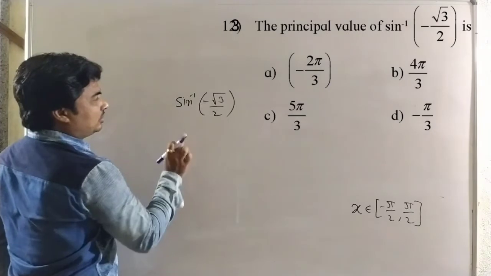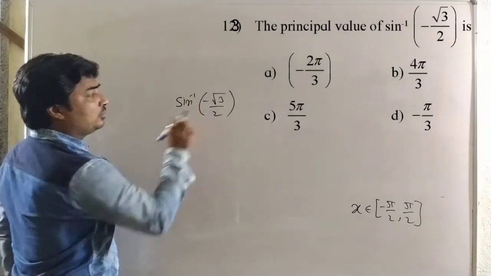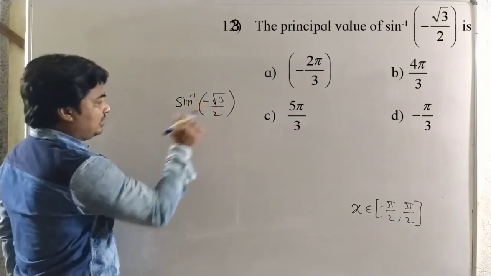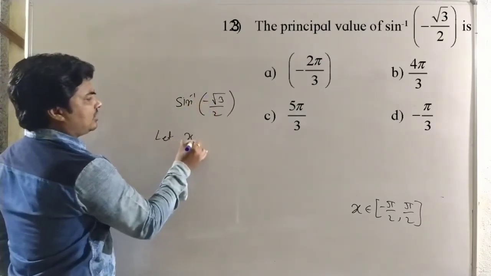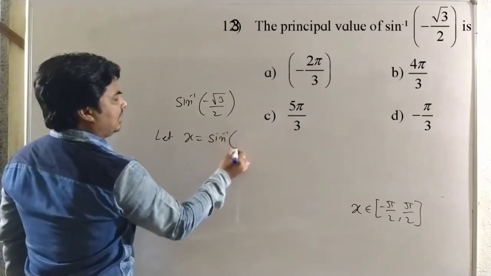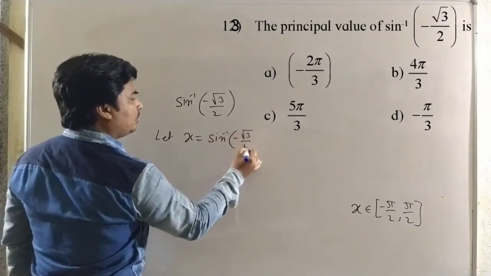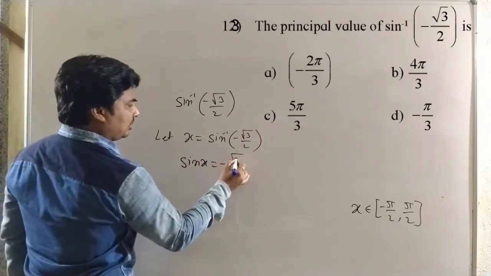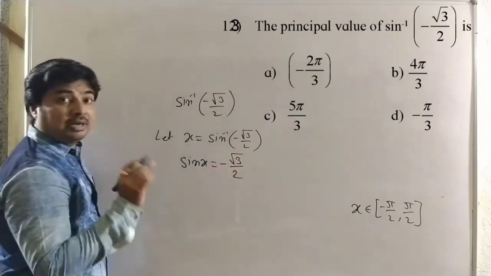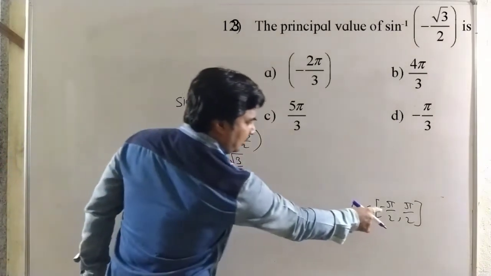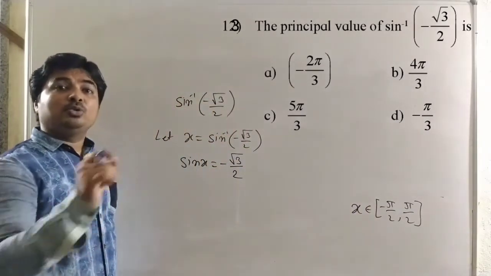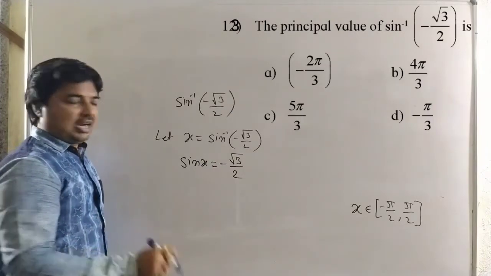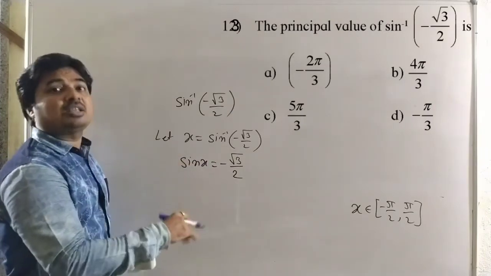Here let x is equal to sine inverse of minus under root 3 by 2. Then sine x is equal to minus under root 3 by 2. The principal value branch of sine inverse is minus pi by 2 to pi by 2. Root 3 by 2 is the value of sine 60, and minus root 3 by 2 is the value of sine minus 60.